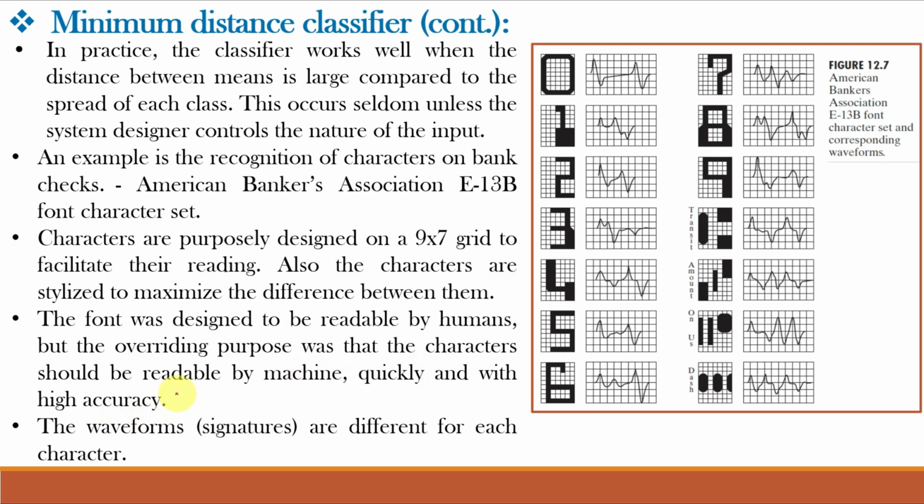That means the overlapping should be as minimal as possible, and we can see this using the signature waveforms; the signature waveform of each character is different. From our video lecture number 67 on signatures, we know that when the signature waveform is different, each character or each object will be identified uniquely. So this is how the minimum distance classifier works. Let us implement the minimum distance classifier and matching in MATLAB.